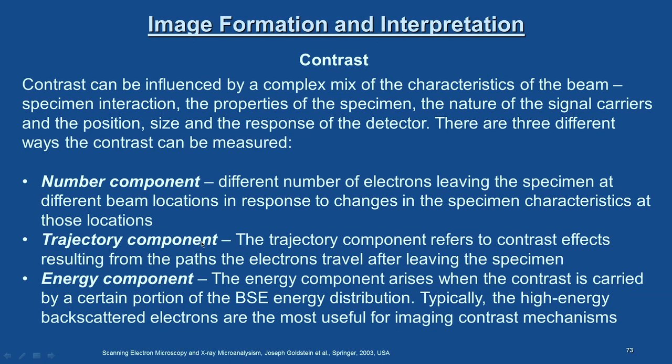And the trajectory component, which refers to the contrast effects resulting from the paths the electrons travel after leaving the specimen. And thirdly, the energy component, which arises when the contrast is carried by a certain portion of the BSE energy distribution. Typically, the high energy backscattered electrons are the most useful for imaging contrast mechanisms. So, it is very clear whether you obtain a secondary electron signal or a backscattered electron signal, these three parameters are going to determine the property or the quality of the contrast which you can obtain from a given specimen.